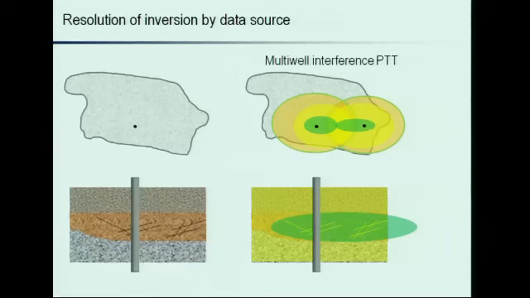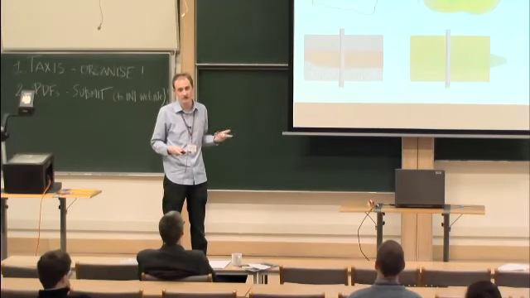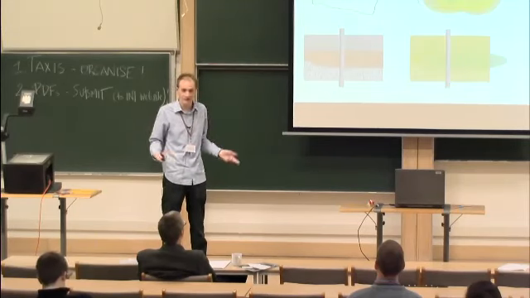So one of the key things to look at is multi-well interference pressure transient tests. So you're measuring the pressure response from several well sites, and then you start to get some directional information, but it's still going to be limited.